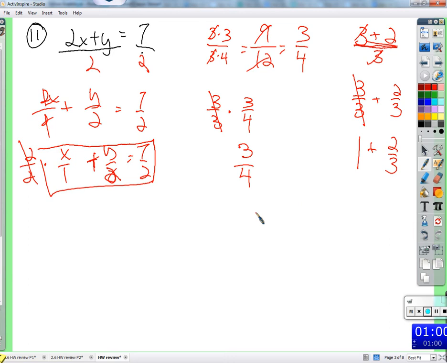Tyler's desperate to tell us. The reason I thought we were dividing is because I thought 2x meant 2 times x. It does. Oh. Well, then never mind. We are trying to solve for y. That's one thing that you may not have realized.